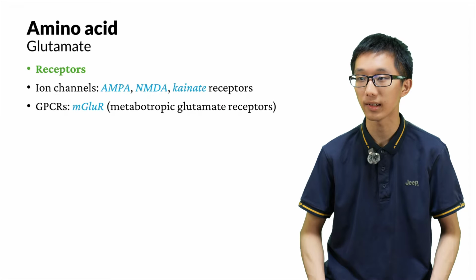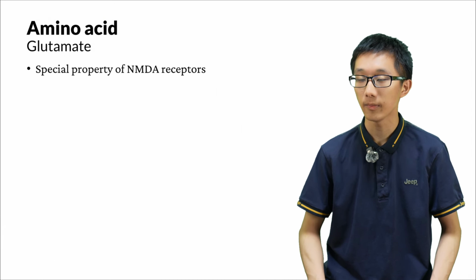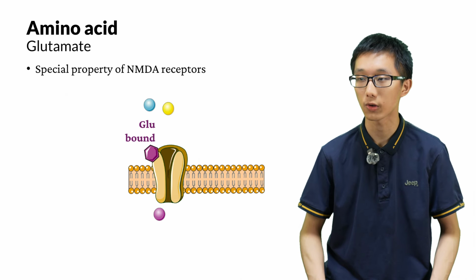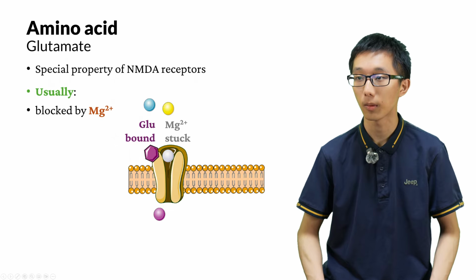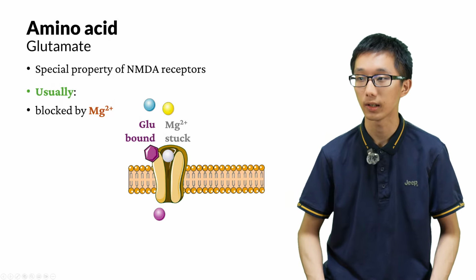There are also GPCR metabotropic receptors. They are called mGluRs, namely metabotropic glutamate receptors. The NMDA receptors of glutamate are especially notable. They have special properties. Usually, these ion channels are blocked by a magnesium ion. Even though glutamate binds to the channel, it does not open. The magnesium ion prevents the ions from flowing in and out.